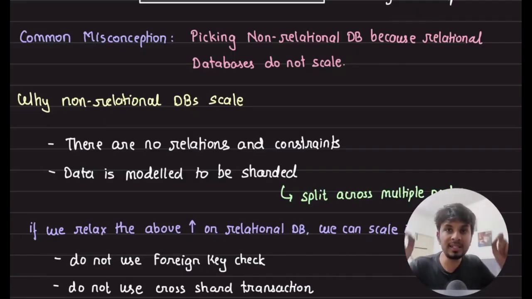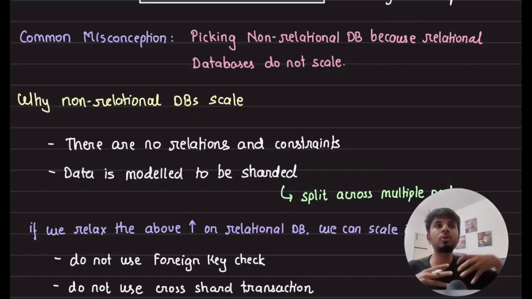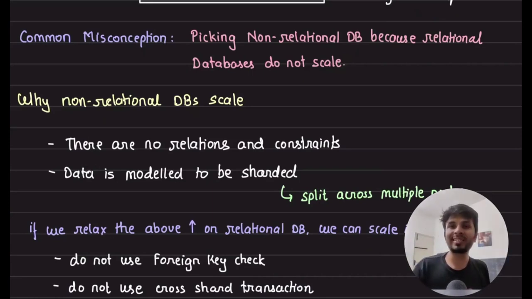Because these are strict constraints that relational databases give you, they would not work if your data resides on two different databases. How can you check for a parent that resides in one database and a child in another database? You cannot typically do that, right? Which is where non-relational databases don't offer you those constraints. So then obviously you would scale, right?